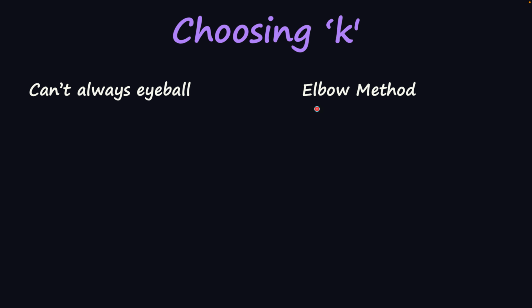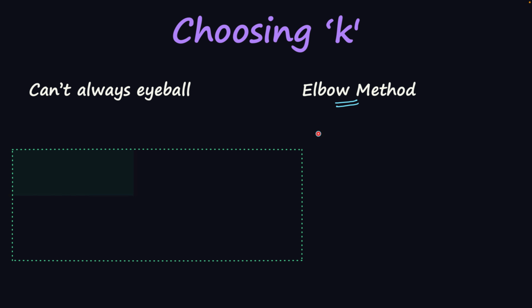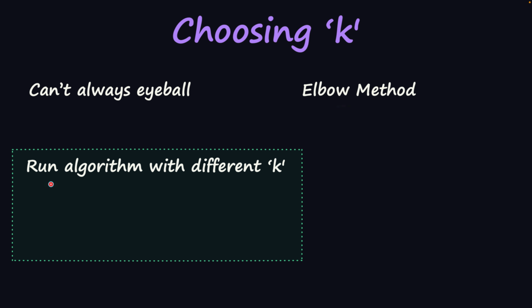Now, how do you choose k? We have seen that we randomly choose some value for k because you don't know how many clusters are going to be there. You can't just eyeball it, so you need to find a way to choose k. For this, data scientists use a method called the elbow method. What is the elbow method? In the elbow method, we run the algorithm that we have seen in the previous slide multiple times with different values for k.